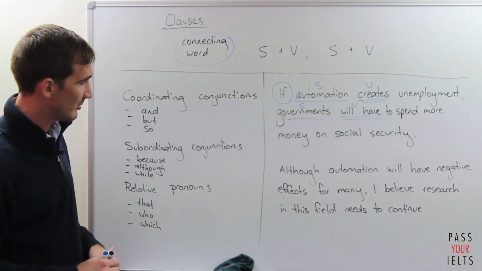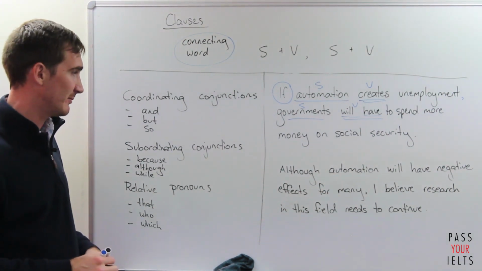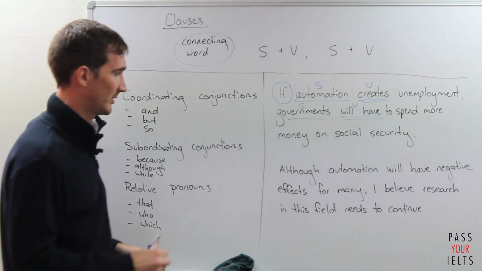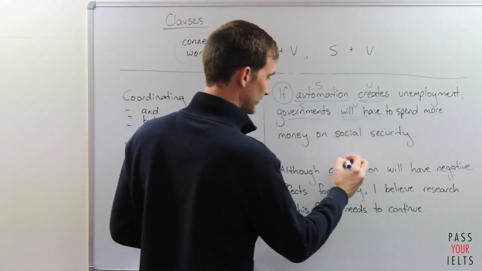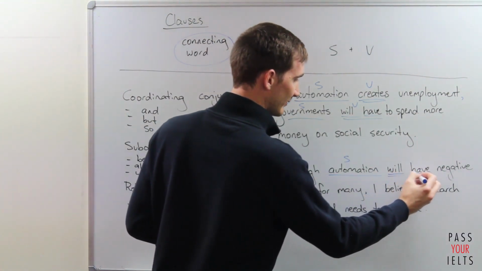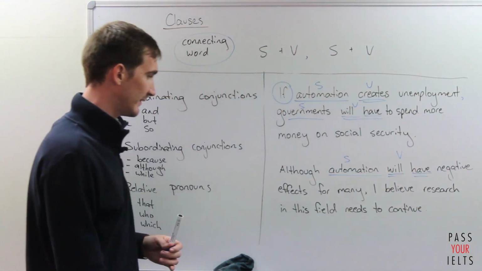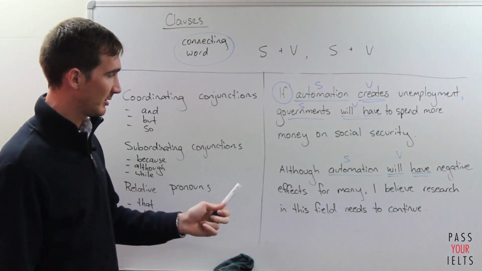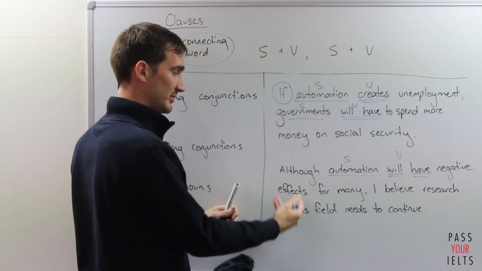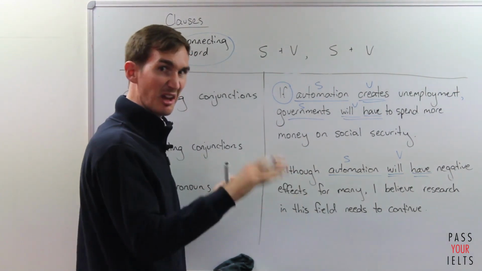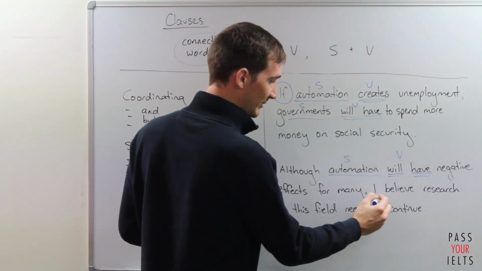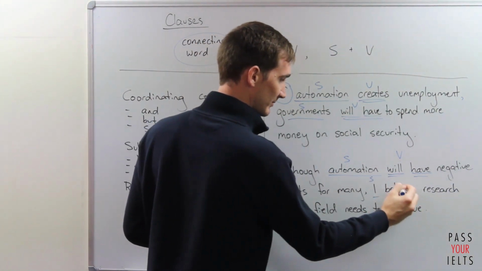Here we go. Although automation will have negative effects for many, what's the subject in this clause? Of course it is automation. And the verb is will plus base verb have. Negative effects for many. Notice the comma here. Why have I got a comma? Because I've got a connecting word at the start. I'm just letting you know I've got a connecting word here. So there's a comma. I believe, subject, verb.